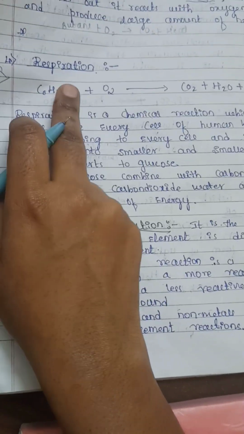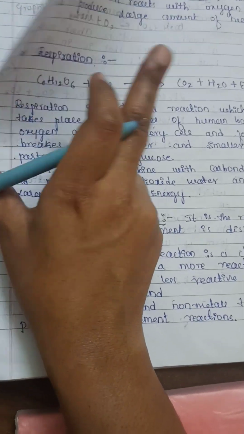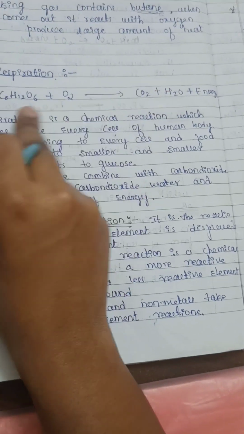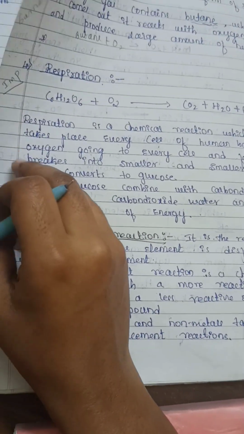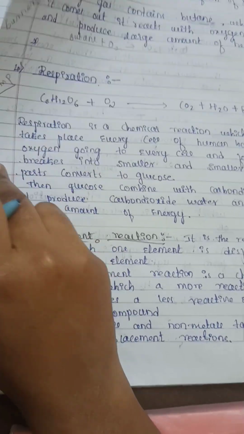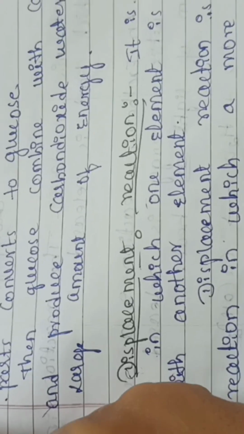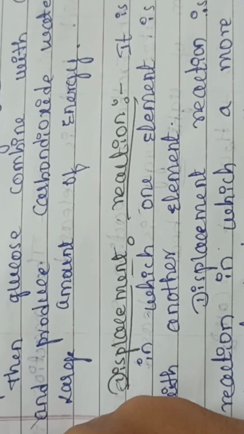So during respiration what will happen? Glucose will be broken down and converted into energy, and the byproducts CO2 and H2O will come out. It breaks down every small part of the food and converts it into glucose. This is what respiration and exothermic reaction are about. So you have understood the exothermic and endothermic reaction.